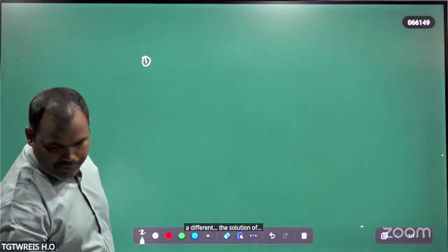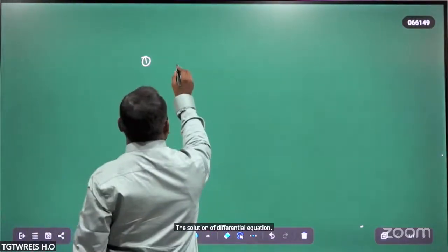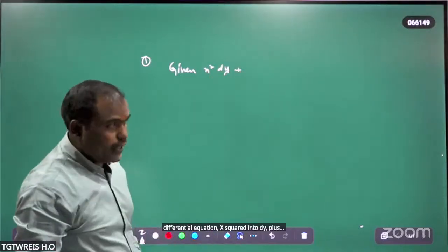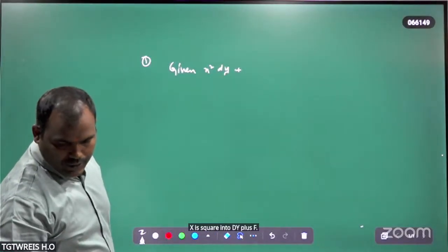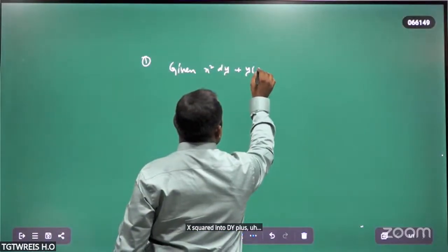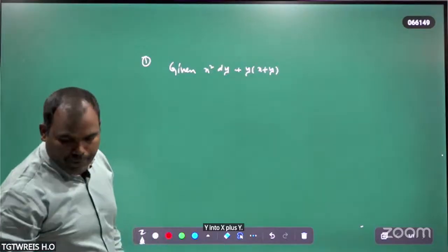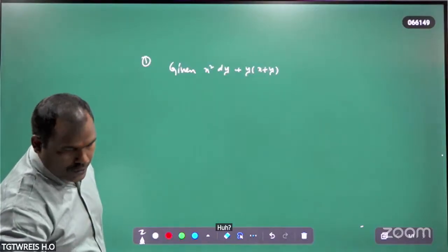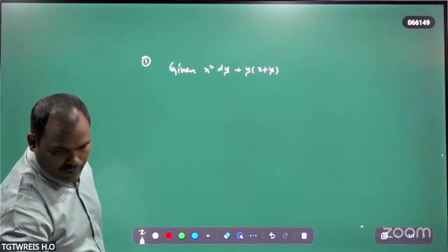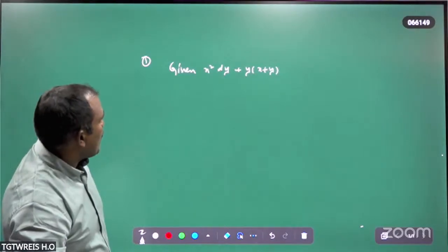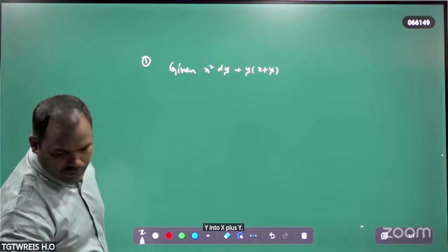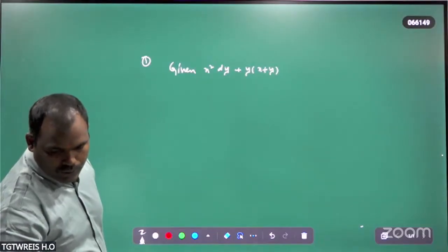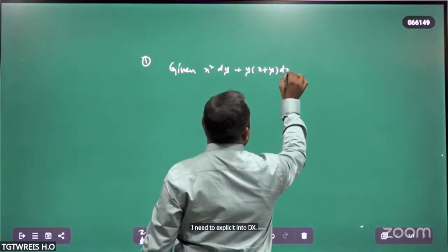The solution of the differential equation x square into dy plus y into x plus y into dx equal to 0.